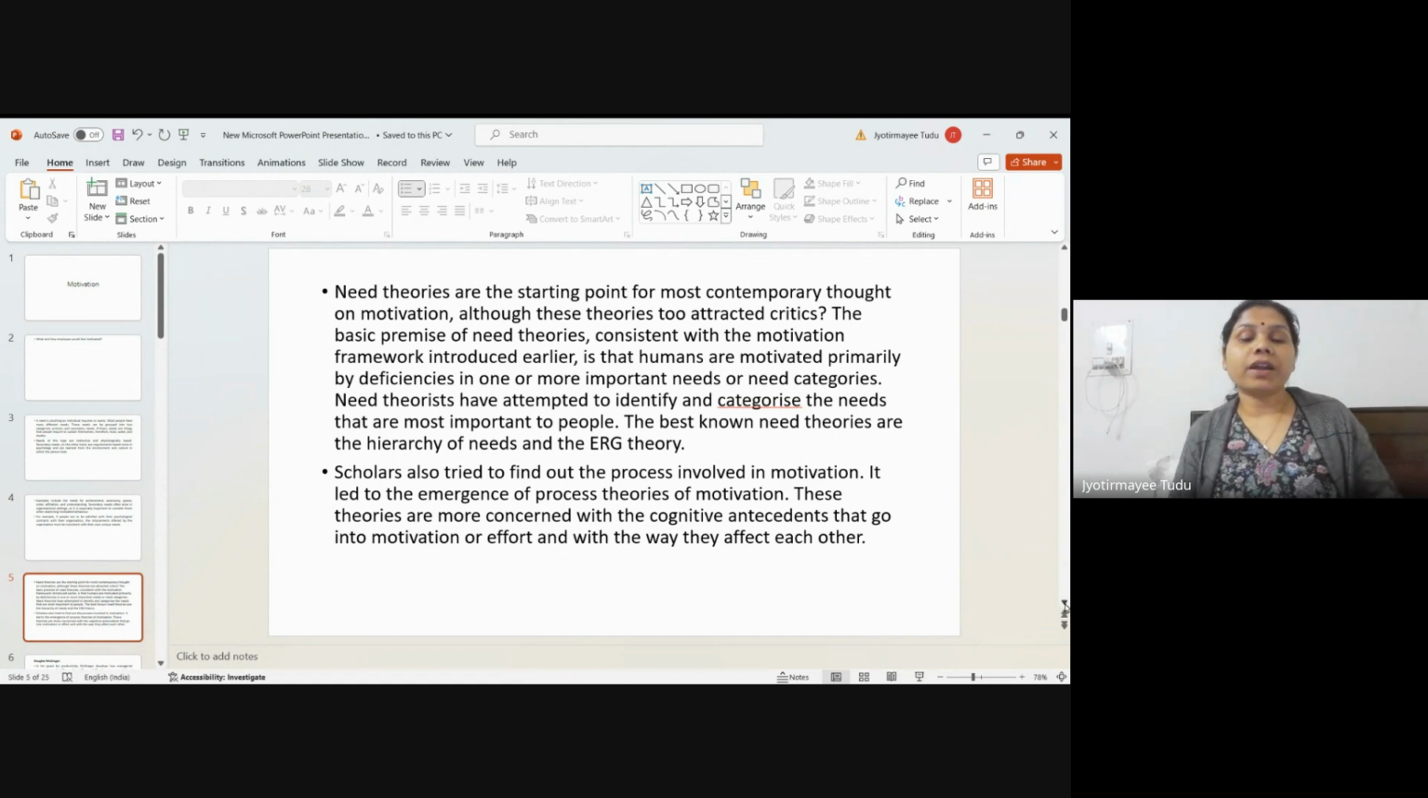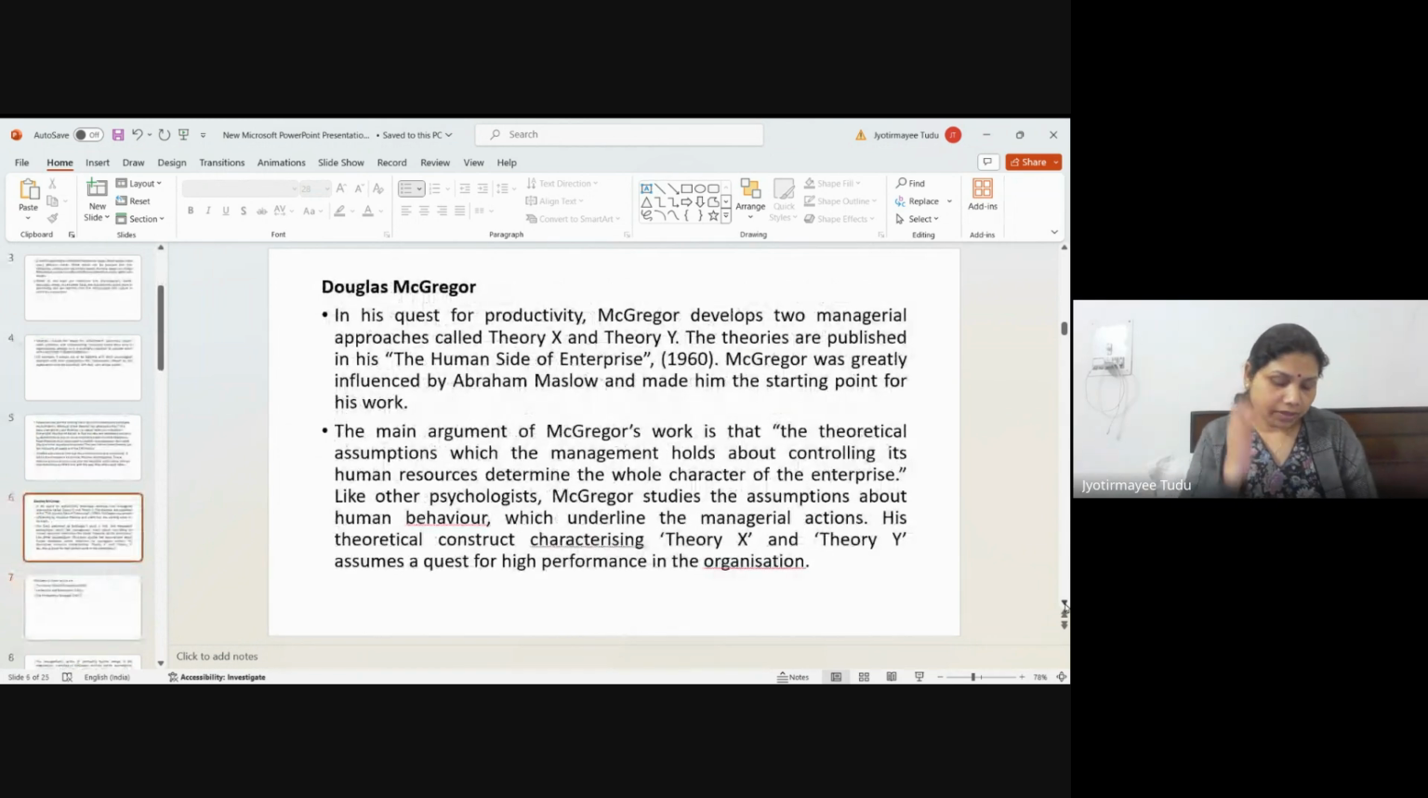Scholars also tried to find out the processes involved in motivation, and this led to the emergence of process theories of motivation. These theories are much more concerned with the cognitive antecedents that go into motivation or effort, and with the way they affect each other. While we are talking about motivation, it is the cognition part of the individual which needs to be unfolded, how the level of cognition has been expanded, and that needs to be measured, how much a person is motivated.